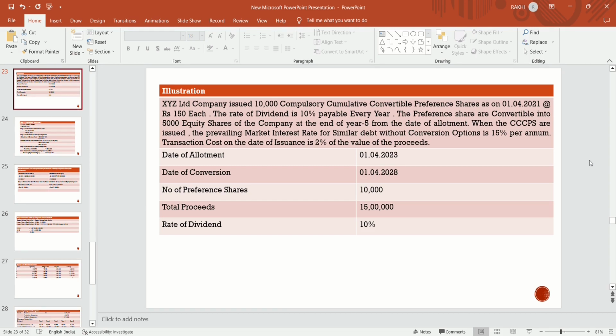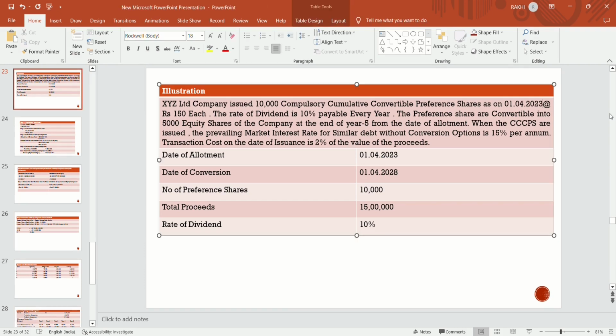When the compulsory cumulative convertible preference shares are issued, the prevailing market rate for similar debt instrument without conversion option is 15% per annum. Transaction cost on the date of issuance is 2% of the value of the proceeds. Date of allotment is 1st April 2023. Date of conversion is 1st April 2028.